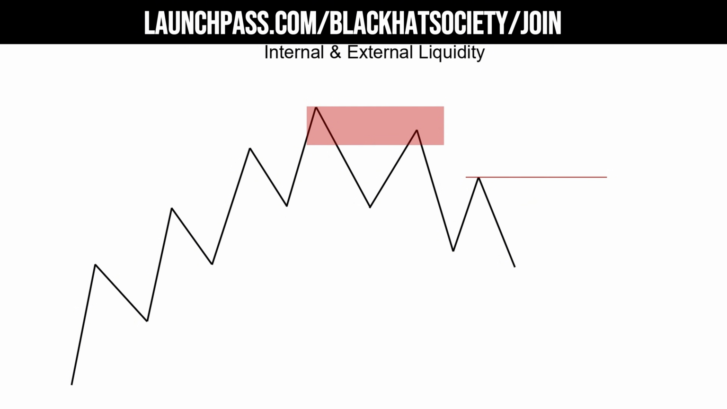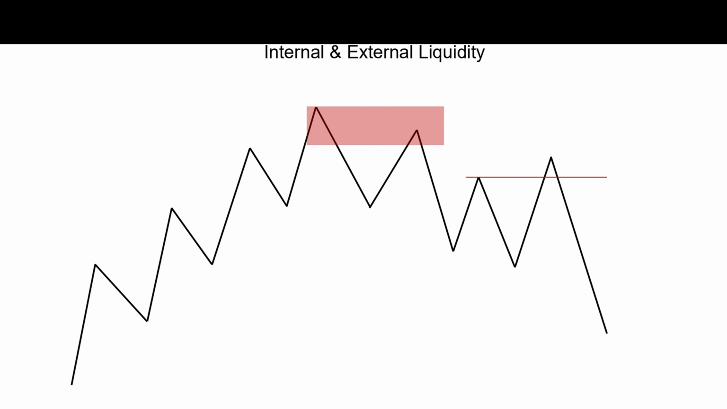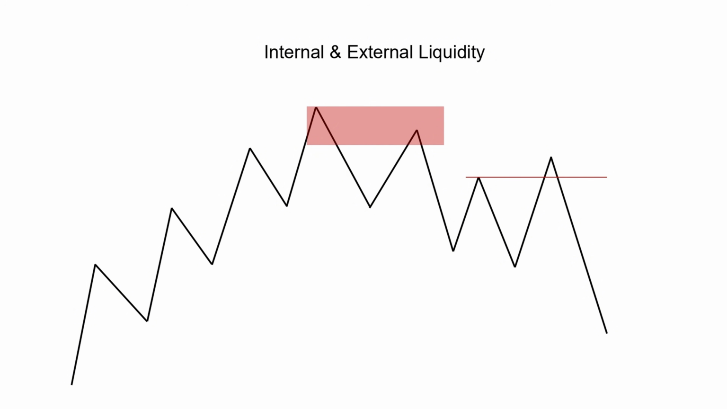So now you have the swing high that you're targeting. Price absorbs this level and comes back inside of the range to continue the bearish trend. Now this was an example of your external liquidity outside of the range. So now let's talk about the double swing external liquidity.